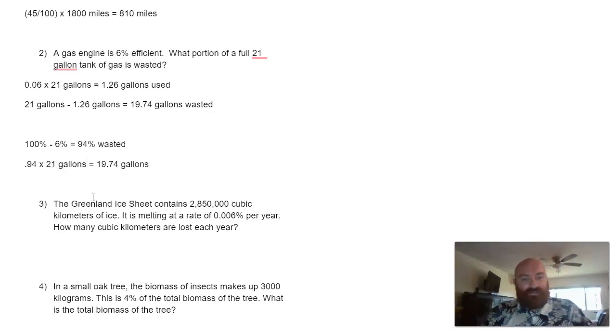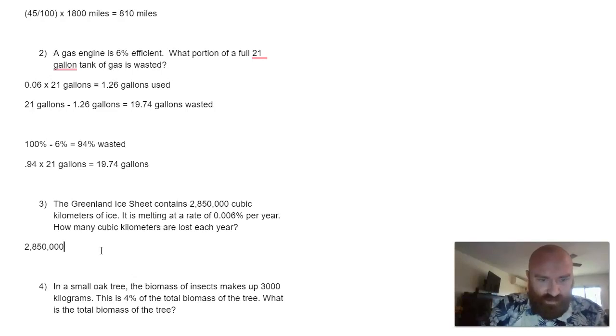Okay, Greenland ice sheet has 2,850,000 cubic kilometers. So that's a lot. And it's melting at a rate of 0.006% per year. How many cubic kilometers are lost per year? So again, it's pretty simple math. You need to put your numbers here.